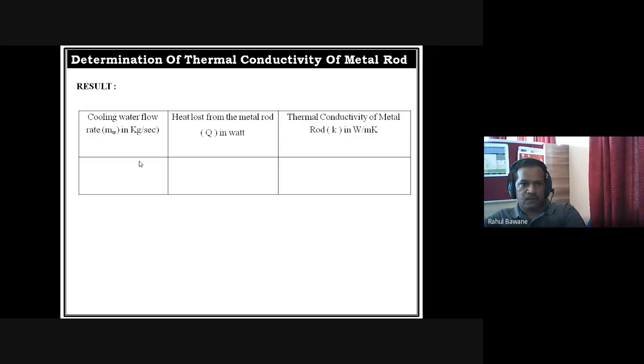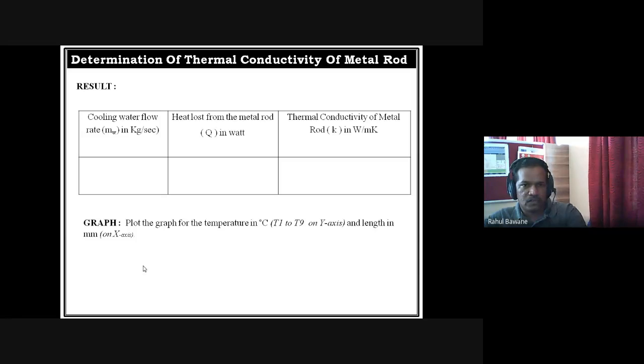So in the result, we have to write three data. First, cooling water flow rate, because if we increase the cooling water, then it will definitely affect the heat transfer rate. Then heat loss from the metal rod, that is Q value, and thermal conductivity of metal rods. And lastly, we have to draw a graph, and in the graph we have to take temperature on the y-axis and length of that rod on the x-axis. But consider the length of the test length only, not the total rod length.